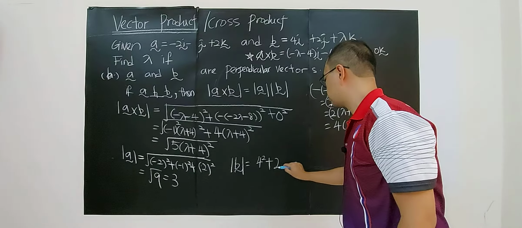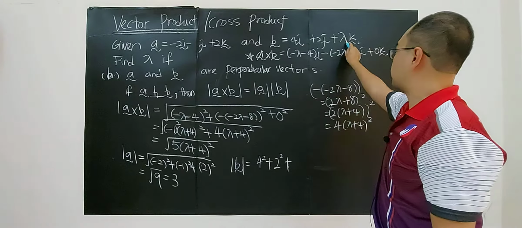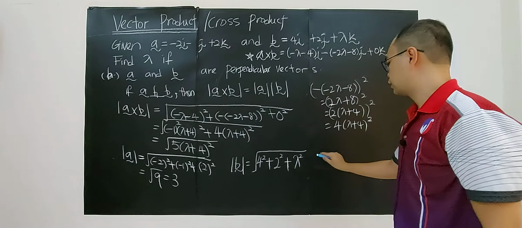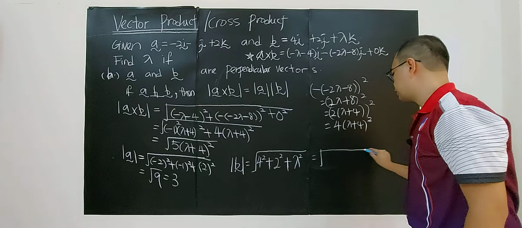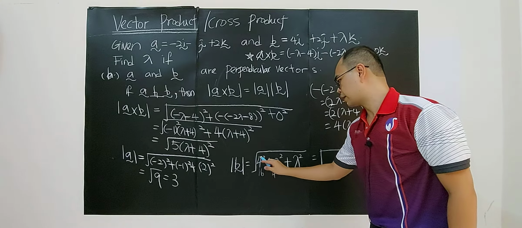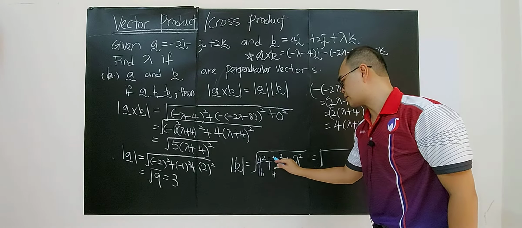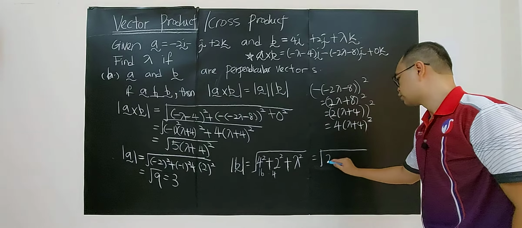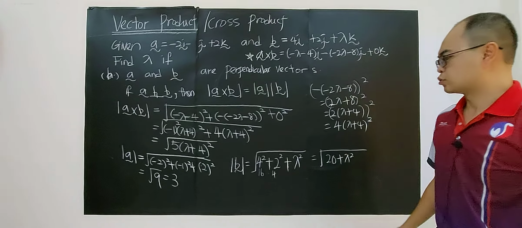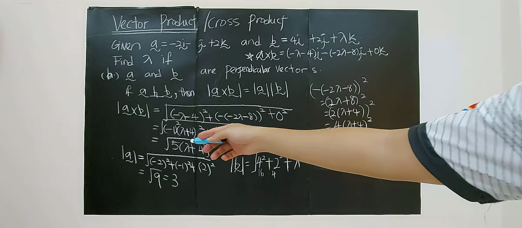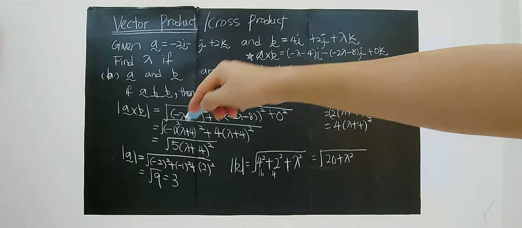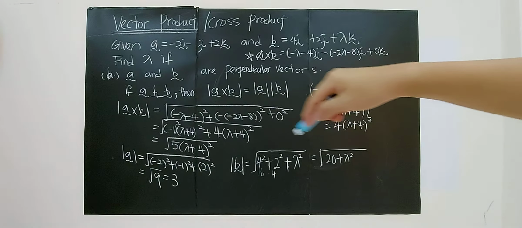So the magnitude of B will be the square root of 4 squared plus 2 squared plus lambda squared. So we were getting 16 plus 4, 4 squared is 16, 16 plus 4 is 20, so the square root of 20 plus lambda squared. Now we have the magnitude of A, then we have the magnitude of B, so we can compare this to the multiplication of these two.